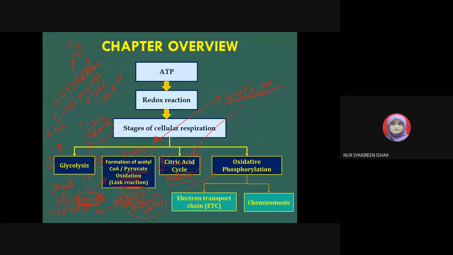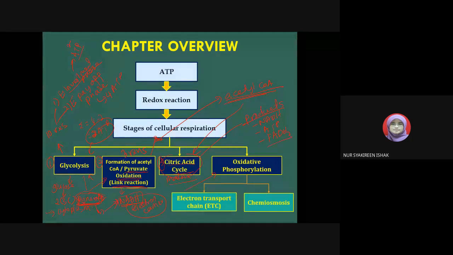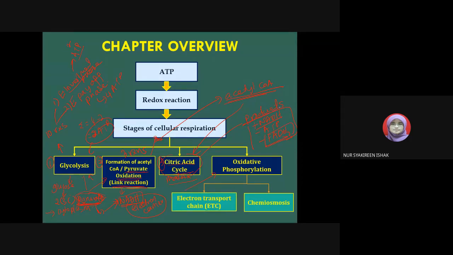The citric acid cycle products are NADH. It also produces ATP molecules, and it also produces another molecule, which we call FADH2. These are the important products of the citric acid cycle. These two molecules, NADH and FADH2, will enter the last stage of cellular respiration, which is oxidative phosphorylation. Oxidative phosphorylation has two components: the first one is the electron transport chain, and the second one is chemiosmosis.